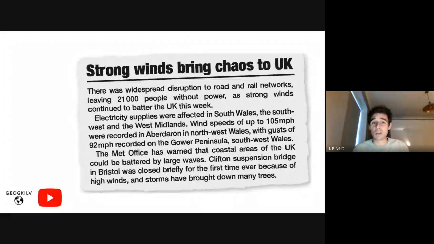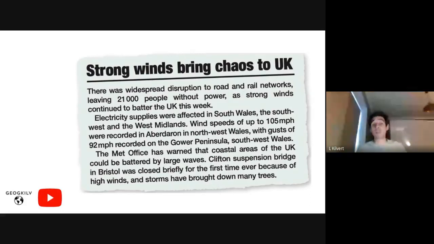Here's an example from a report in the newspaper. It says strong winds bring chaos to the UK. There's widespread disruption to road and rail networks, leaving 21,000 people without power as strong winds continue to batter the UK this week. Electricity supplies were affected in South Wales, the Southwest and the Midlands. Wind speeds of up to 105 miles per hour were recorded in Aberdaron in northwest Wales, with gusts of up to 92 miles an hour on the Gower Peninsula in southwest Wales.